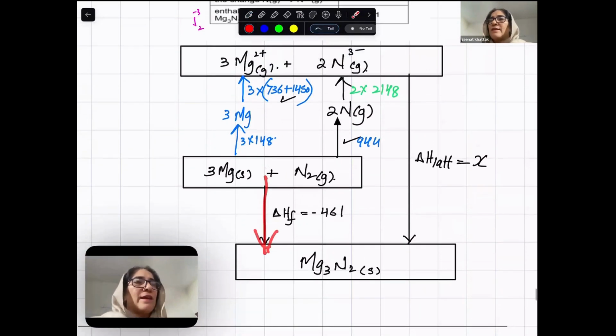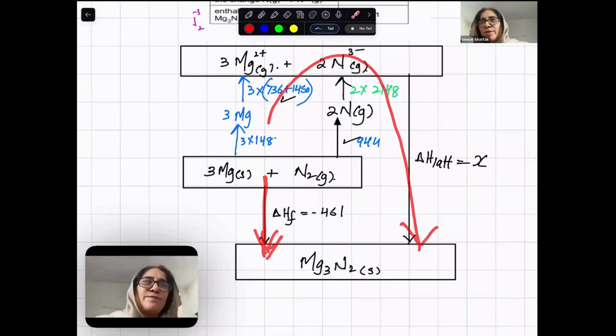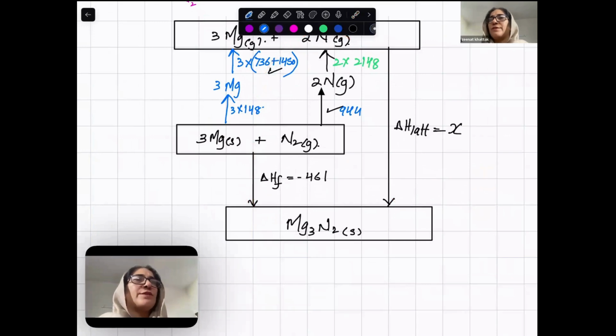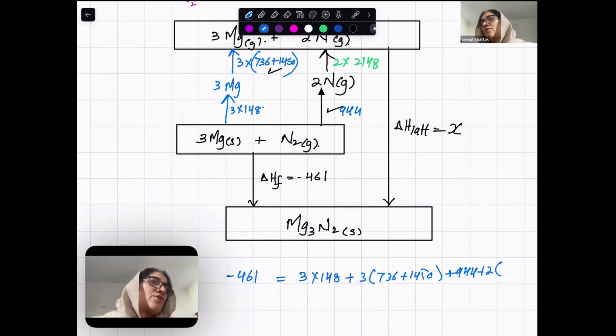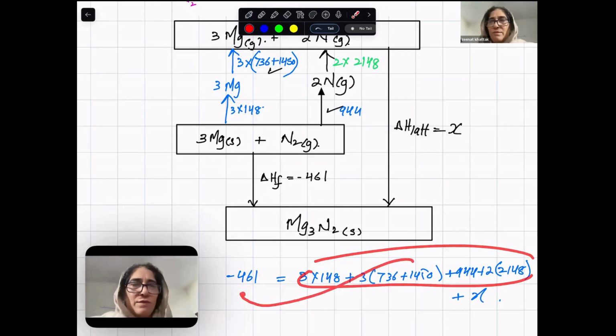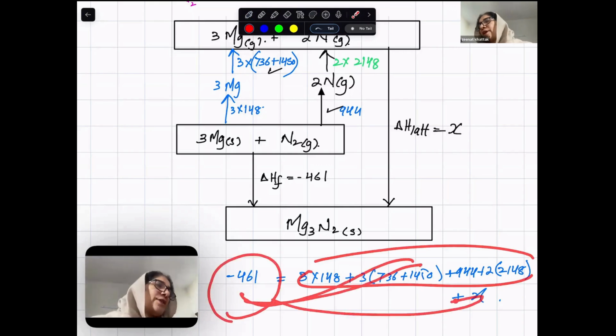So this is the sum of all these? Yes. So, how am I supposed to write? Minus 461 is equal to 3 times 148 plus 3 times 736, 1450 plus 944 plus 2 times 2148 plus x. Add all these, bring this to the other side and get your x.